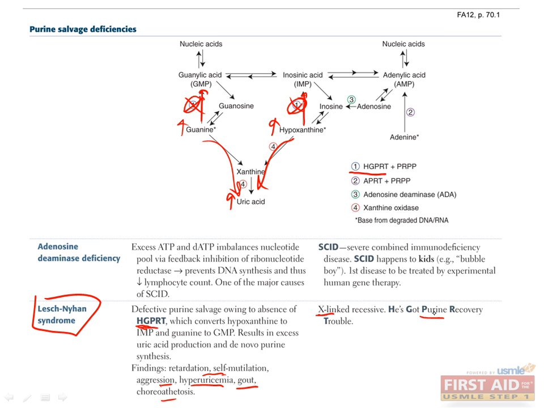And you can remember that this gene is involved in the purine salvage pathways if you use the mnemonic, "He's got purine recovery trouble." How can you treat this? One commonly used drug is allopurinol, which inhibits xanthine oxidase here and will decrease the amount of uric acid in the blood.